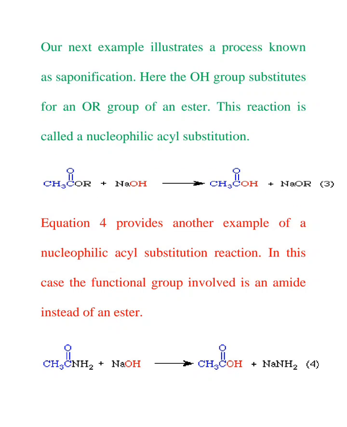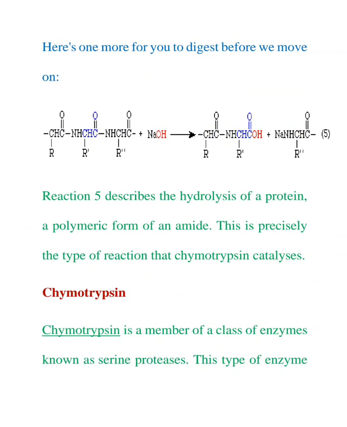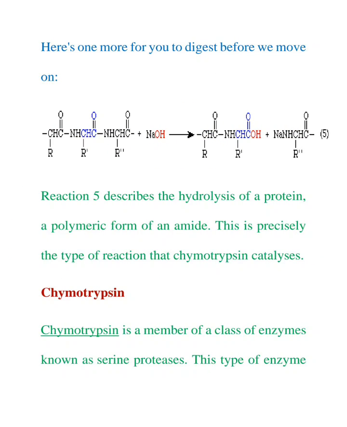Equation 4 provides another example of a nucleophilic acyl substitution reaction. In this case, the functional group involved is an amide instead of an ester. One more for you to digest before we move on. Reaction 5 describes the hydrolysis of a protein, a polymeric form of an amide. This is precisely the type of reaction that chymotrypsin catalyzes.